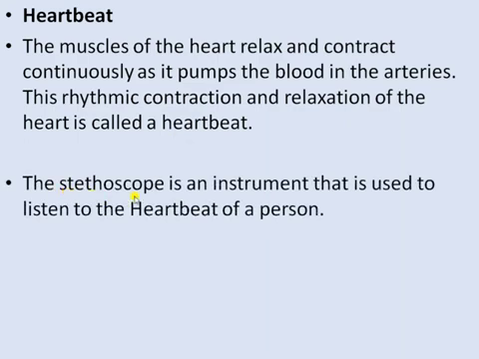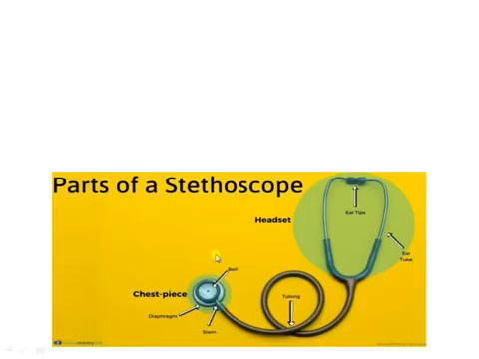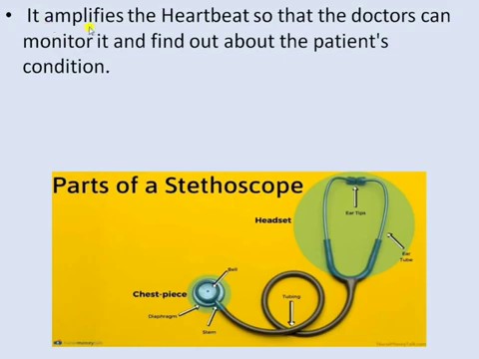So the stethoscope is an instrument that is used to listen to the heartbeat of a person. This is the picture of the stethoscope, and it amplifies the heartbeat so that doctors can monitor it and find out about the patient's condition. So heart rate refers to the number of heartbeats in 1 minute. Okay, it is normally 70 to 80 beats per minute. So the doctor listens to the heartbeat by using the stethoscope.